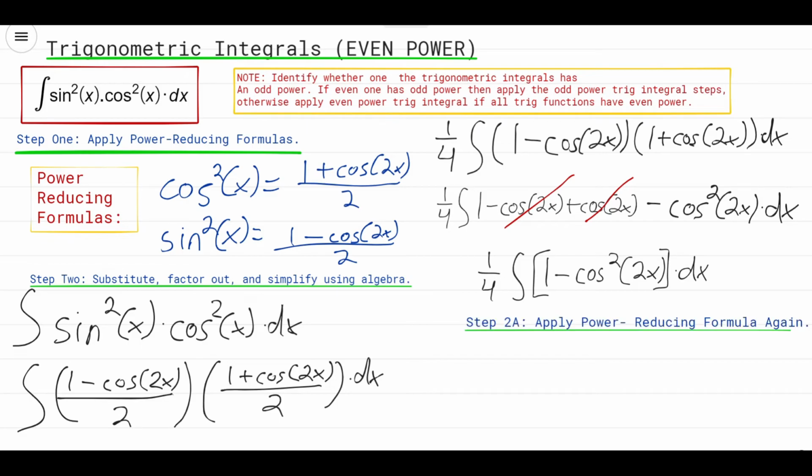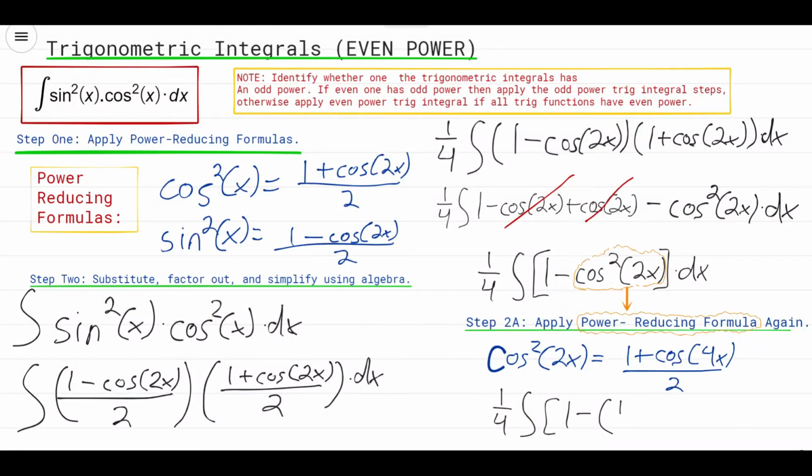So what I'm going to do now in the next step is apply the power reducing formula again a second time for this term right here, the cosine squared 2x. Cosine squared 2x is equal to (1 plus cosine of 4x) over 2. And I know 1 over 4 is equal to 1 minus, I'm going to substitute it in, (1 plus cosine of 4x) over 2.